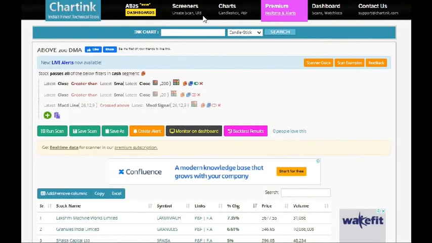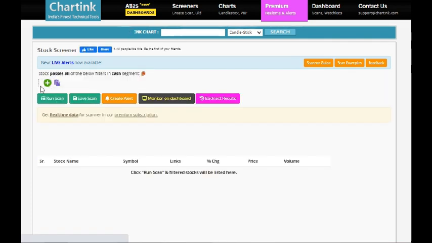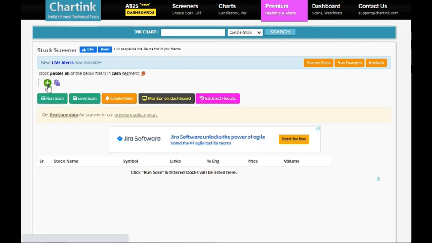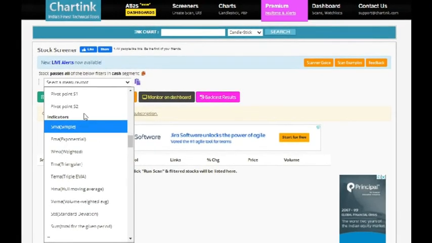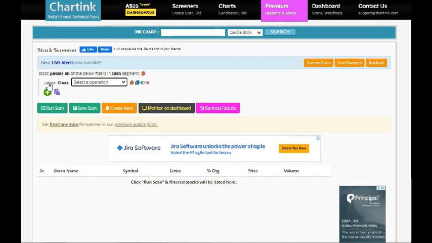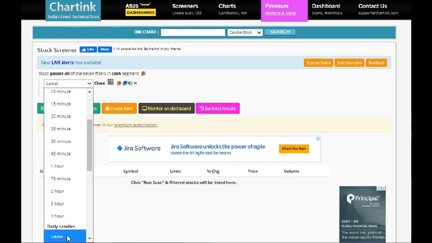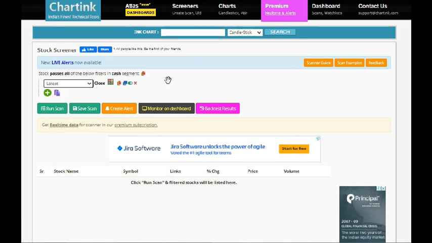Here, you'll have to go in and click on Create Scan. So you click on Create Scan, and you click on this plus sign here. You want to find out the latest close. The latest means 1 day. If you want to change it to any other time frame, you can. So in daily candles, latest means 1 day.